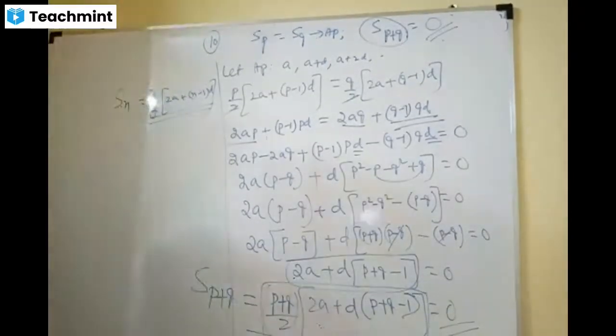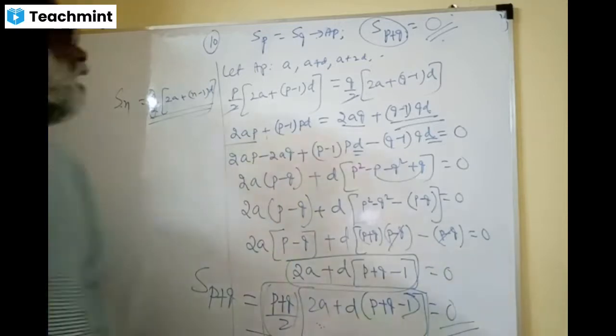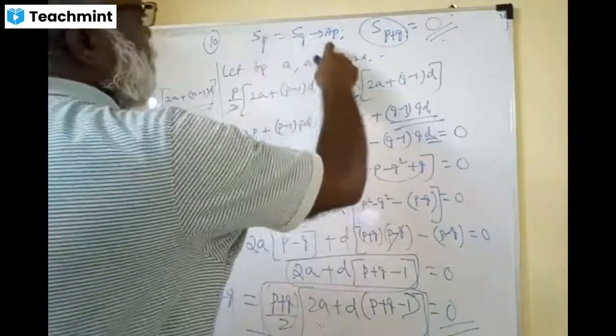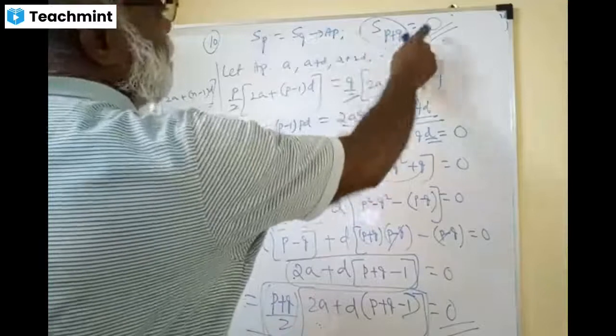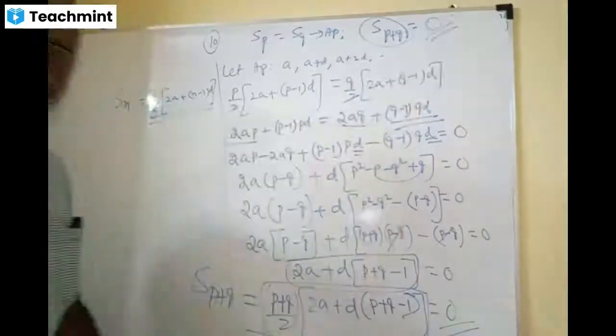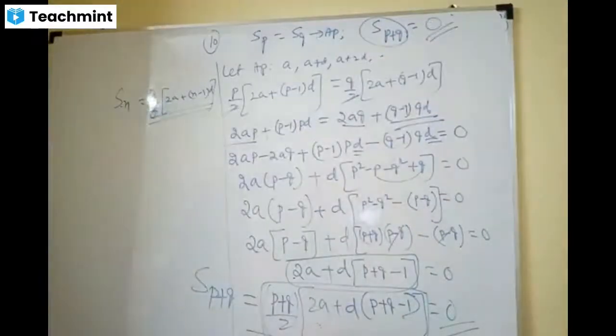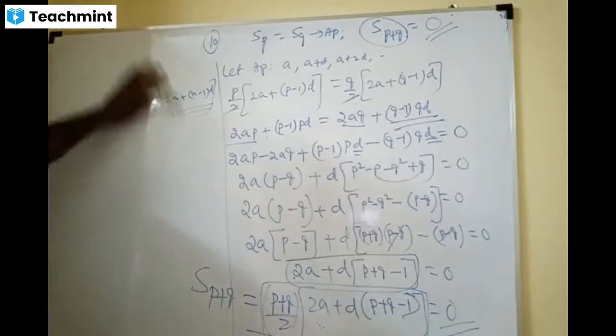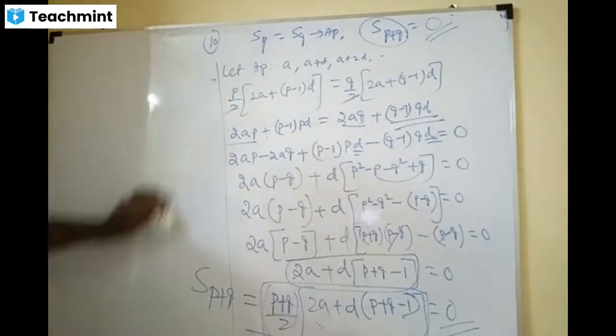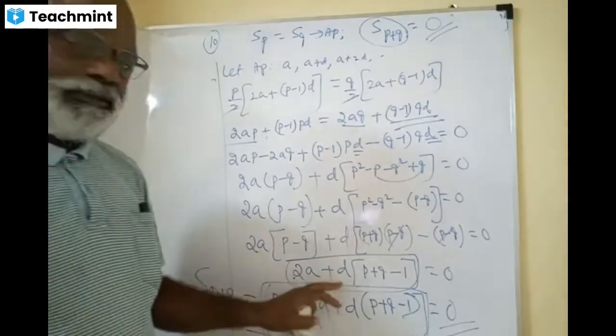Yes, sir. Nice. Like for a 1 mark question, you can write S of P equal to S of Q of an AP, then S of P plus Q is 0. Brilliant, you can remember that also, please. Are you clear? Yes, sir. Right.